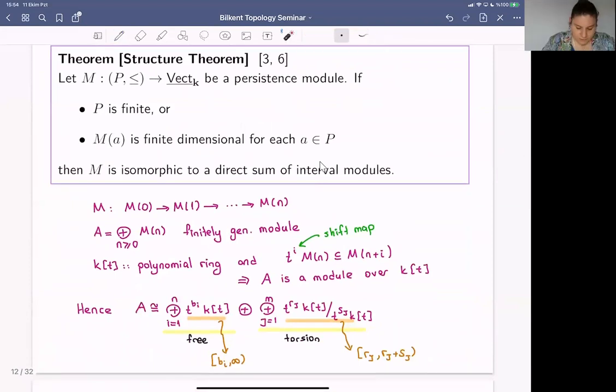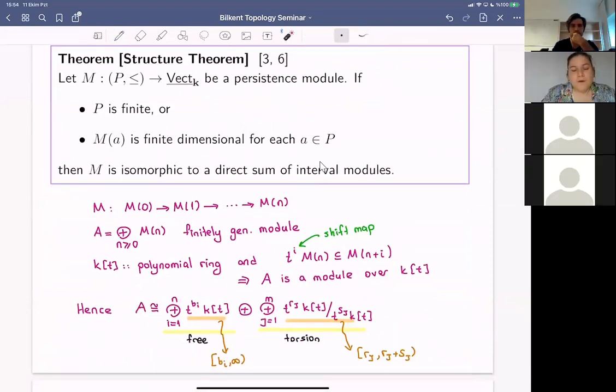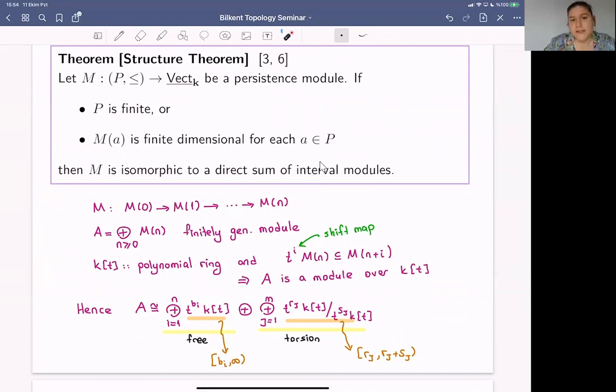And here we have this structure theorem. If you consider a persistence module on this poset category, and if this poset is finite, or if each vector space M of A is finite dimensional, in that case, this persistence module is isomorphic to a direct sum of interval modules. So whenever P is finite or each vector space is finite dimensional, this is isomorphic to interval modules. This is coming from this fact.